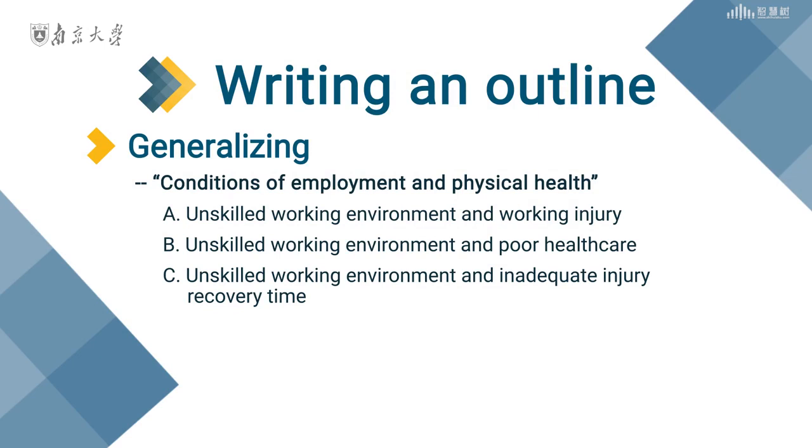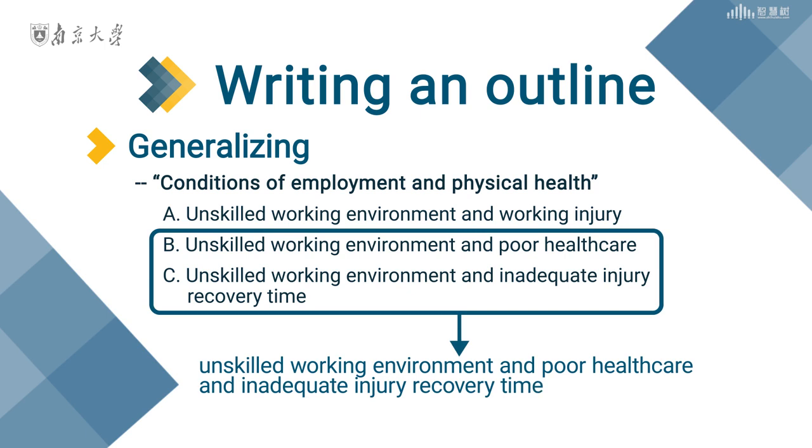Now, examine your category headings. Is there anything that seems repetitive? Do things go together? For example, among the above 3 supporting points, B and C are related to each other and can be combined into one point as unskilled working environment and poor health care and inadequate injury recovery time.